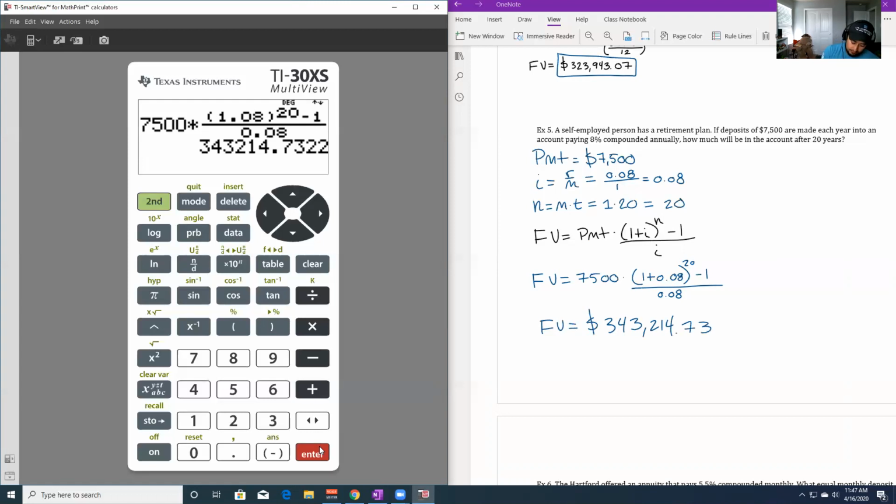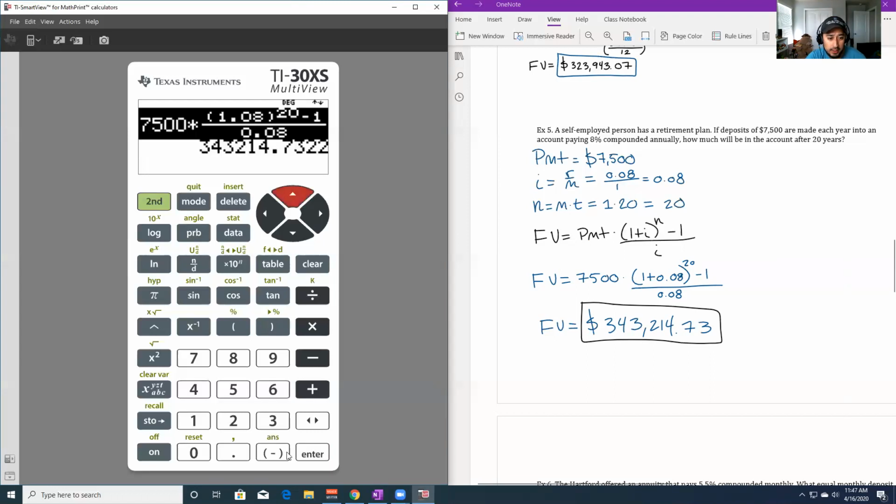$343,214.73 in 20 years. I like that. That's not bad. Okay, awesome. So those were 2 future value examples. Again, label everything, know what formula to use, and learn how to type it in the calculator.